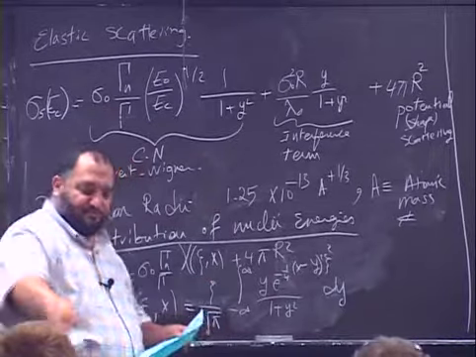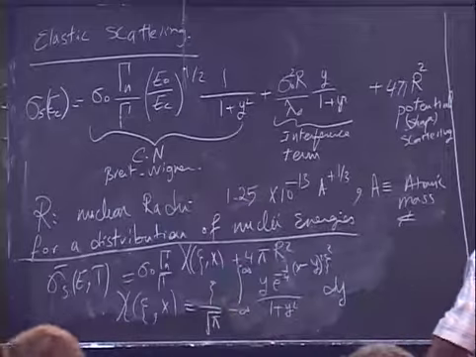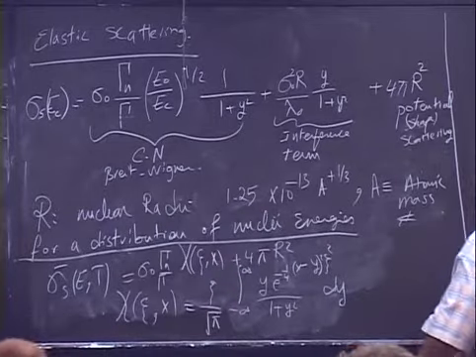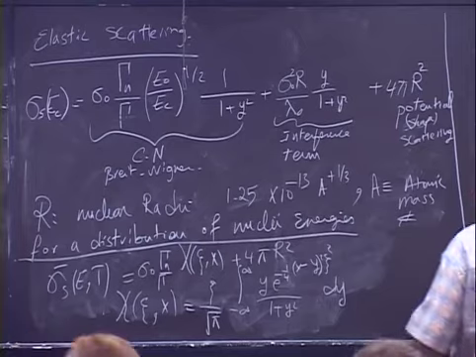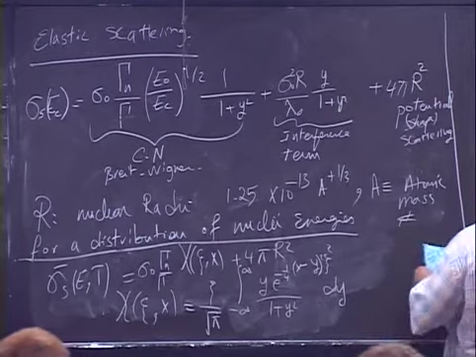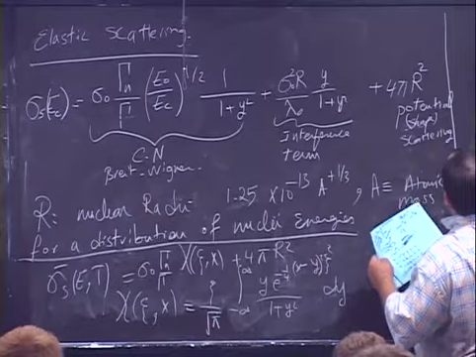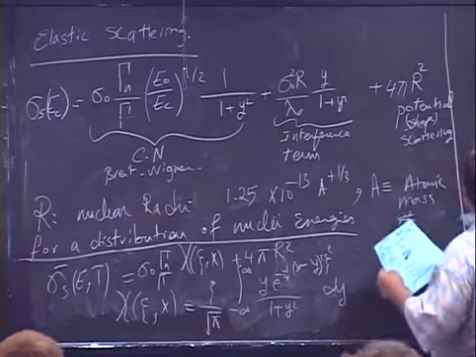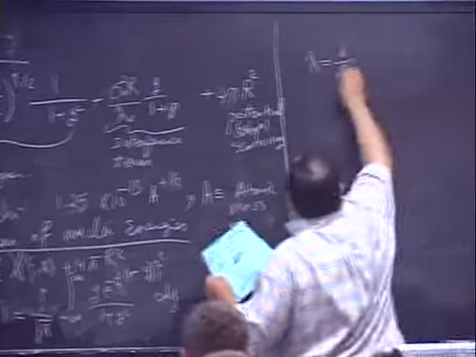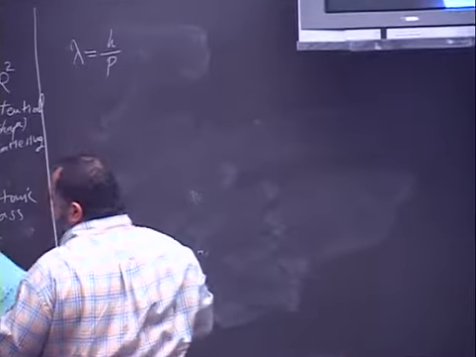And lambda is just the de Broglie wavelength, which is given by h over momentum, or h bar over momentum. So this is the characteristic wavelength, h over p, the associated wavelength for the particles.